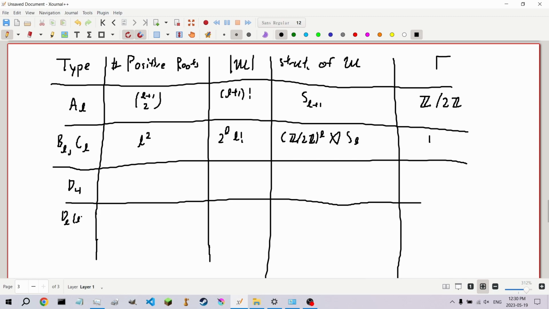So as we're looking at D4, let's look at D_L for L greater than 4. The number of positive roots doesn't change here, so this is going to be L squared minus L. This is going to give us 12 positive roots. You have 2 to the L minus 1 times L factorial. It's going to be 8, I believe, times 24. What is that? 8 times 24, 16, this would be 192, I believe.